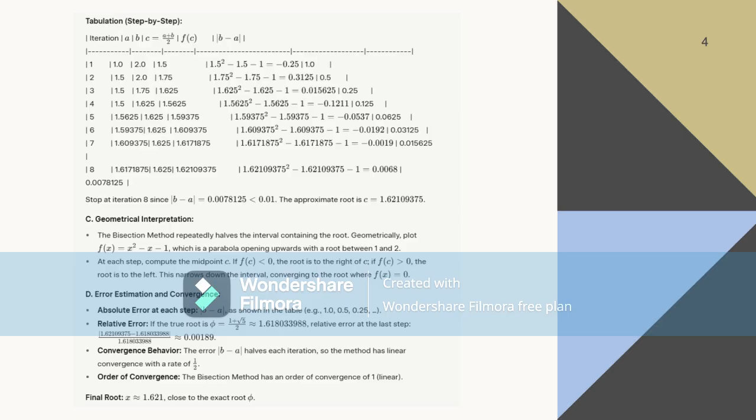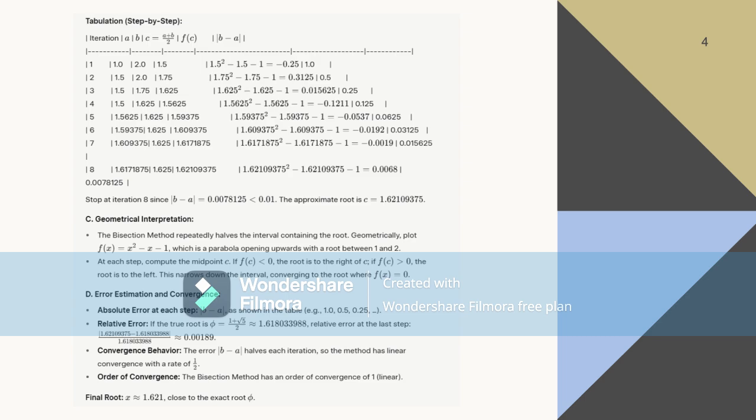Now, error estimation and convergence. Absolute error at each step, modulus of b minus a, is shown in the table. Relative error: if the true root is alpha is equal to 1 plus root of 5 by 2, relative error at the last step. Convergence behavior: the error, modulus of b minus a, halves each iteration, so the method has linear convergence with a rate of half. Order of convergence: the bisection method has an order of convergence of 1, which is linear.